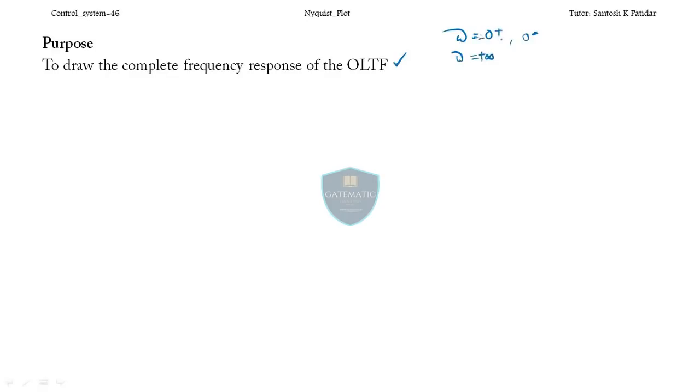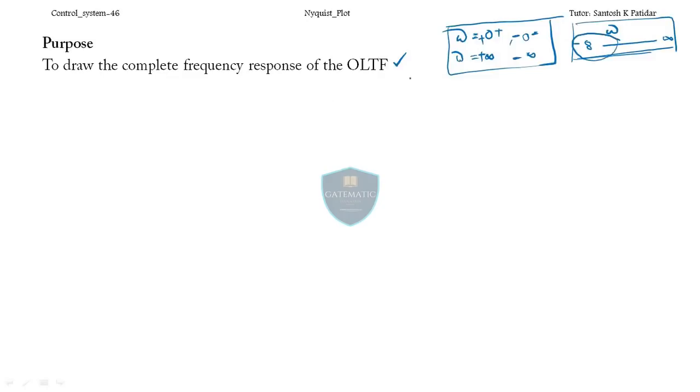Let me take it like this. It's plus infinity and minus infinity, means the overall frequency response will be completed in the Nyquist, means omega will vary from minus infinity to infinity, isn't it? So this is the analysis part of the Nyquist plot. Though we know that frequency can't be negative, but to draw the complete frequency response, we need this.